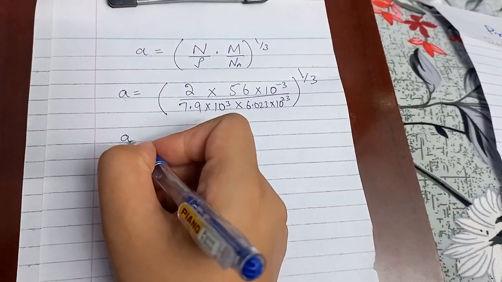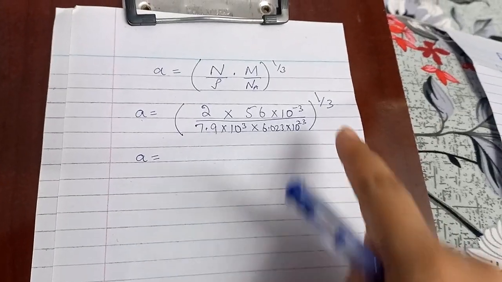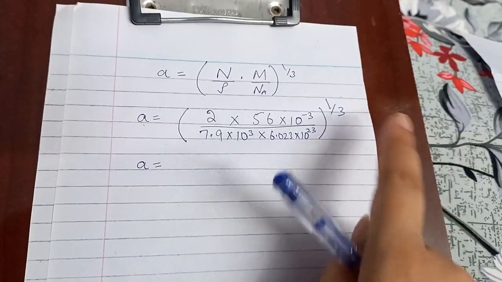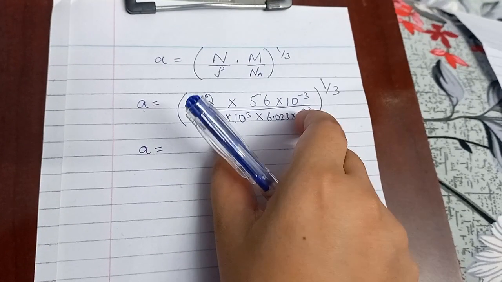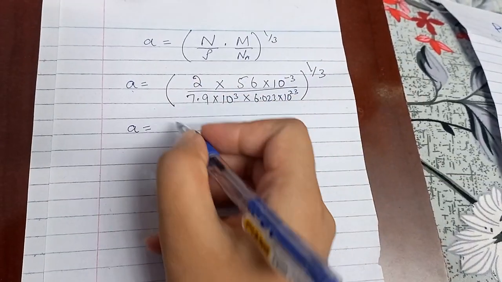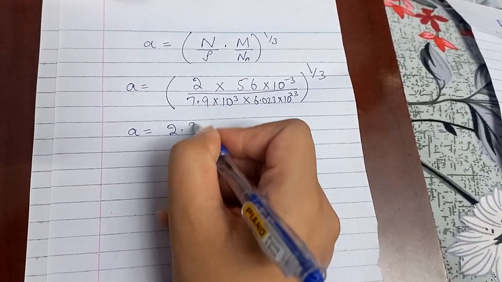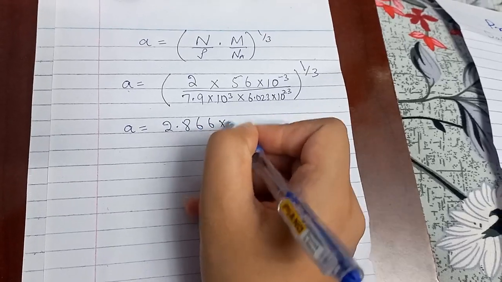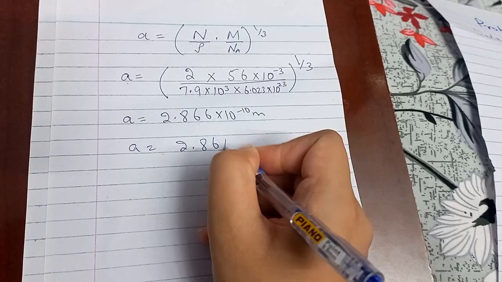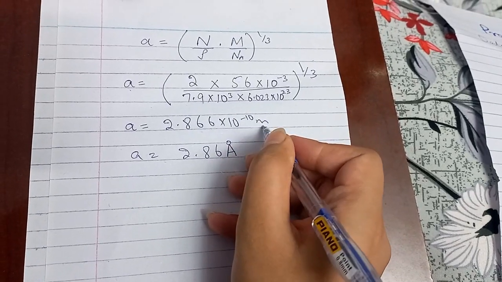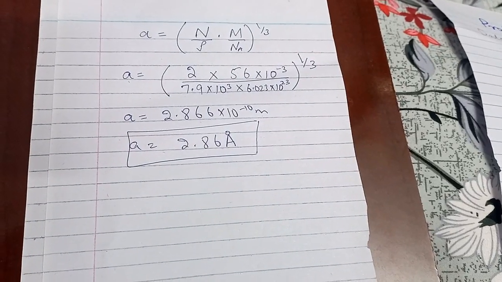Let me calculate it using the calculator, and then I'll get back to you. Keep in mind that it's a cube root here. Most of the students just get this answer and forget about it. It's 2.866 multiplied by 10 to the power minus 10 meter, or it's enough to write 2.86 angstrom. In place of 10 to the power minus 10 meter, I'm writing angstrom. So this is the size of the unit cell, and that's the final answer.